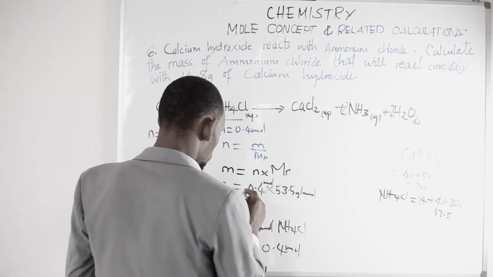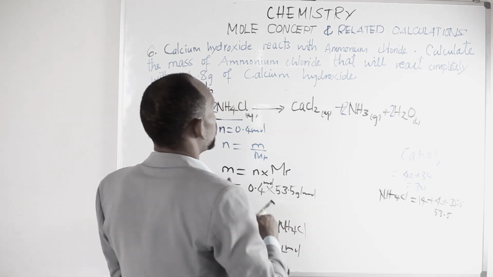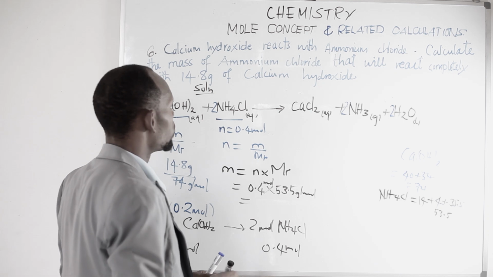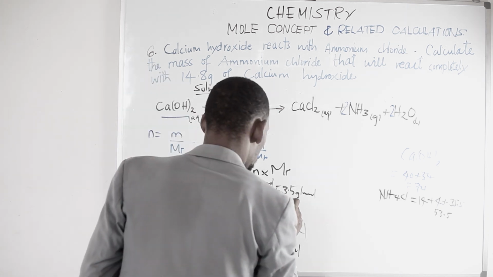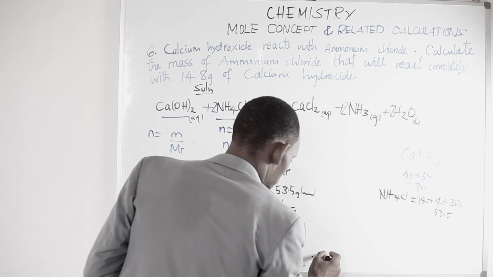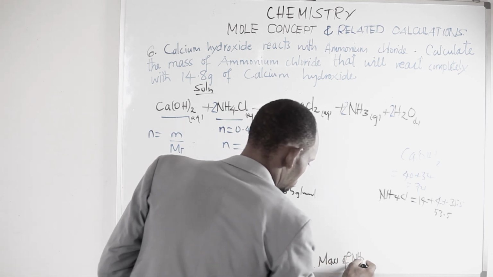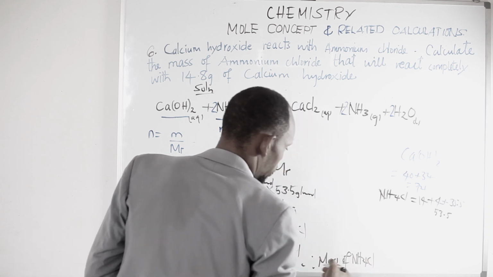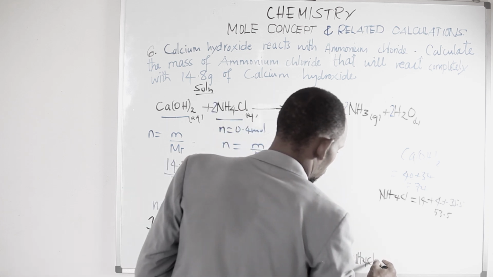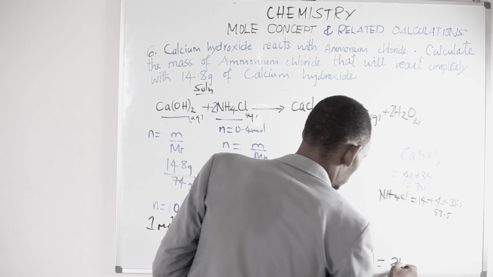So taking this, you will find that the mass of ammonium chloride is 21.4 gram. Therefore, the mass of ammonium chloride that will be used to react with that mass of calcium hydroxide is equal to 21.4 gram.